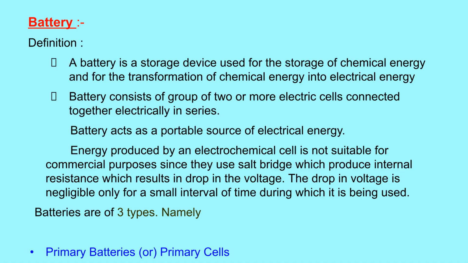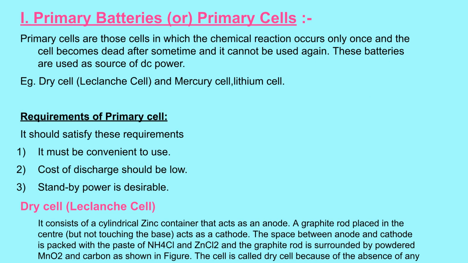We will discuss three types: primary, secondary, and fuel/flow batteries. Primary cells undergo an irreversible chemical reaction, meaning they cannot be recharged and are used as a DC power source. Examples include dry cells and lithium cells. Requirements for primary cells include convenience, low discharge cost, and desirable standby power.